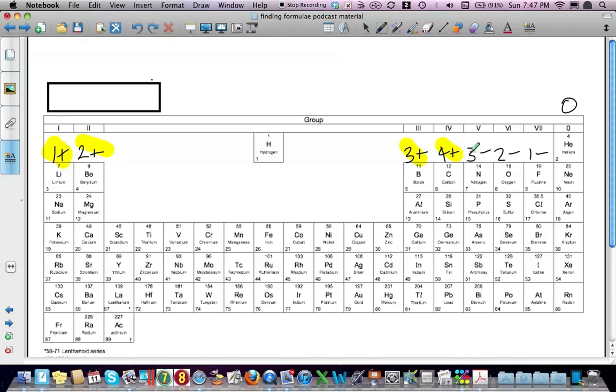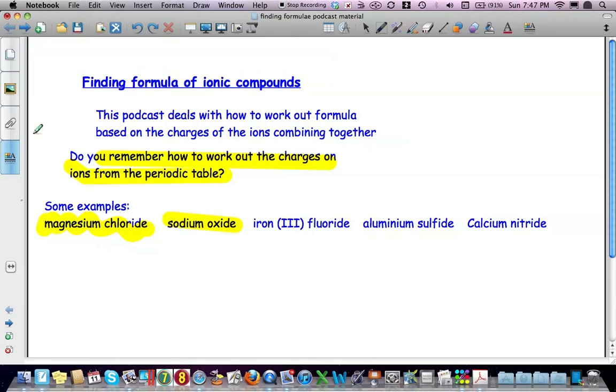Group 5, well, it's easy for them to gain 3 electrons. They're going to gain 3 negative electrons, so they'll be minus 3. Group 6, minus 2. Group 7, minus 1. Group 8, well, they're already satisfied with their filled outer shell. They don't need to gain or lose anything. So they won't. They'll just stay the way they are.